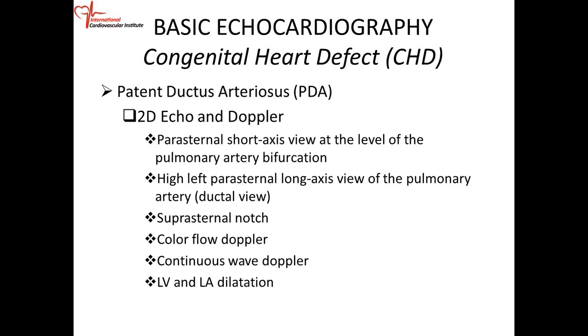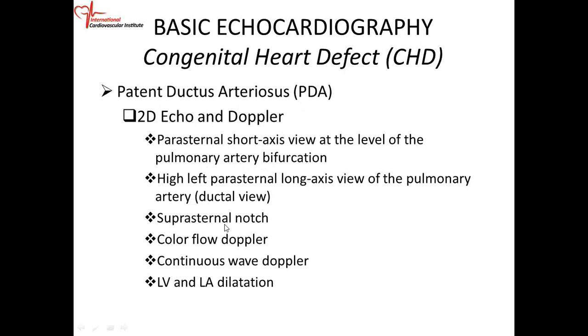Remember, when you do your short axis at the level of the aorta, and if you concentrate a little bit more on the pulmonary trunk, we talk about two pants legs, which is the main pulmonary trunk dividing to give you a right main pulmonary artery and a left pulmonary artery. If you see a third leg, then that's usually a PDA. So, high left parasternal long axis view of the pulmonary artery, your ductal view.